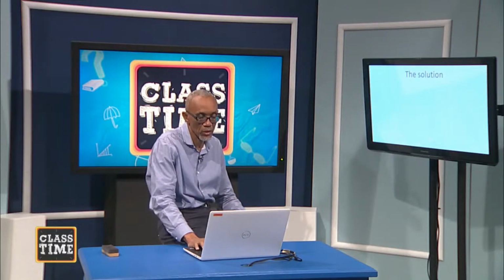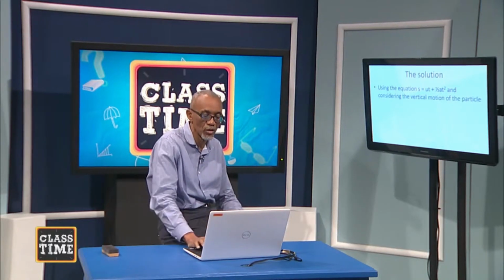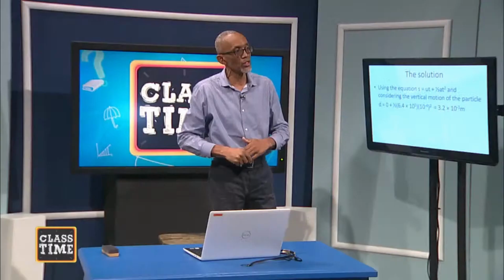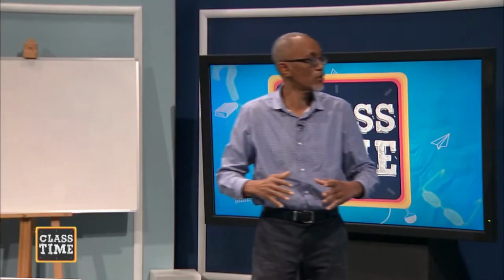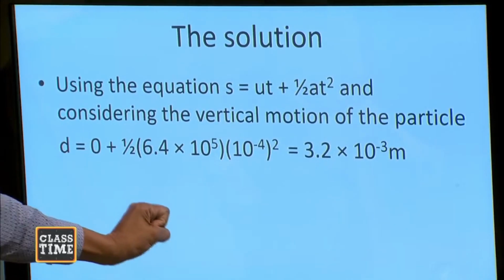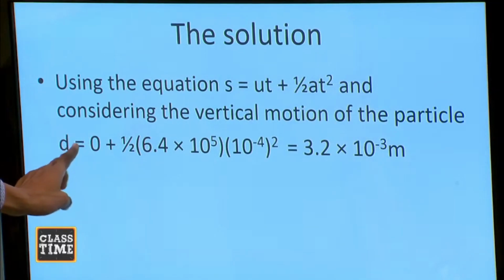Something is wrong here. All right, so using the equation s equals ut plus half at squared and considering the vertical motion of the particle, we can work out d because vertically the particle is moving like this. When it enters into the field, it has no vertical component of velocity. It just has a horizontal component. And so the vertical component initially of its velocity would be 0.